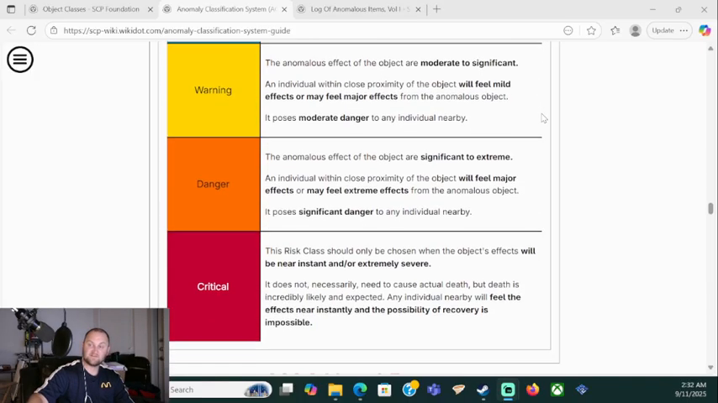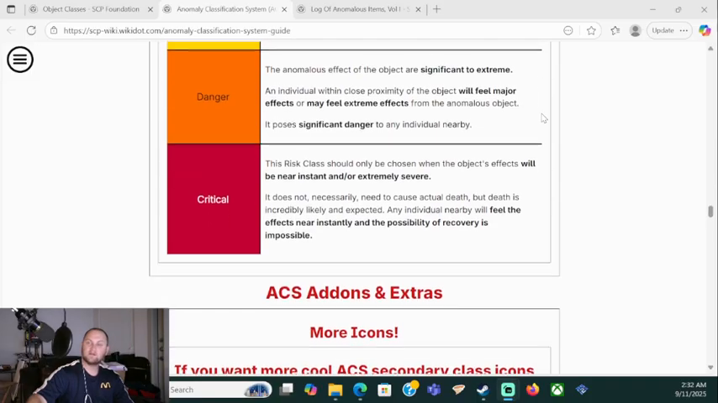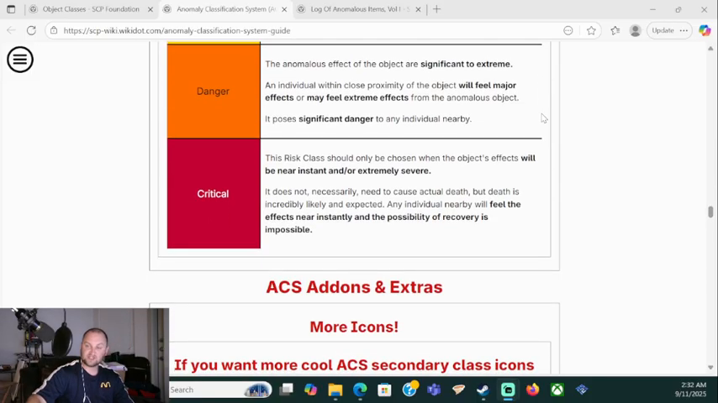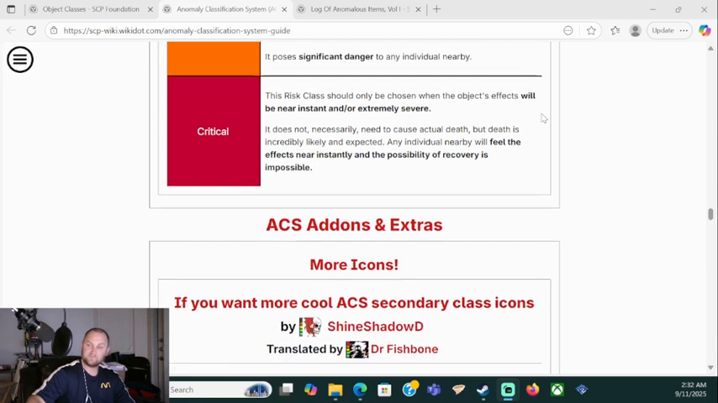Warning. The anomalous effect of the object are moderate to significant. An individual within close proximity of the object will feel mild effects or may feel major effects from the anomalous object. It poses moderate danger to any individual nearby. Danger. The anomalous effect of the object are significant to extreme. An individual within close proximity of the object will feel major effects or may feel extreme effects from the anomalous object. It poses significant danger to any individual nearby.